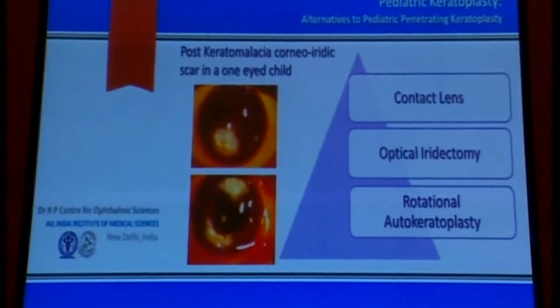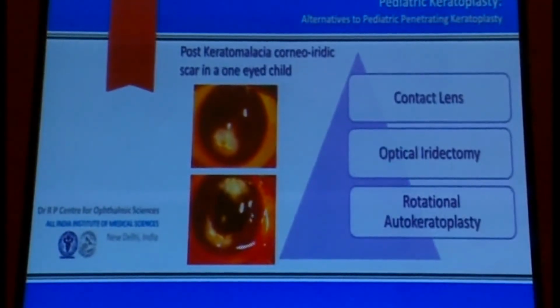By and large, when the scenario is not that bad, you could think about contact lens rehabilitation, optical iridectomies, and rotational autokeratoplasties. So this is a condition where you'll probably like to put to use the alternatives to penetrating keratoplasties. Most of these children could be one-eyed children who have come out of their morbidity, both systemic and ocular. And when you see cases like this, you can look at alternatives to visually rehabilitate them.